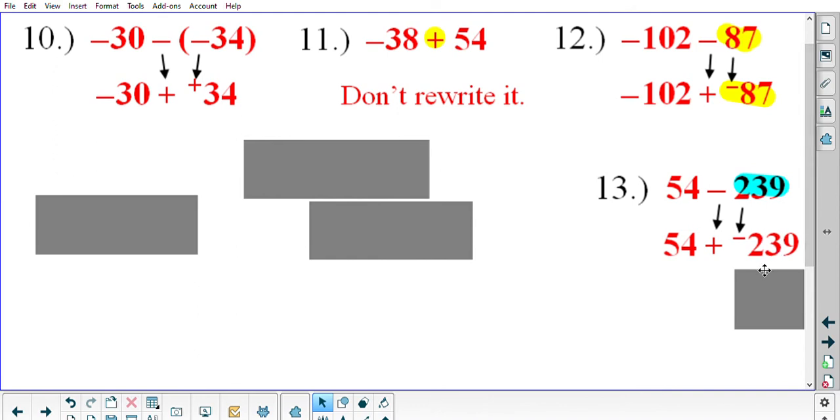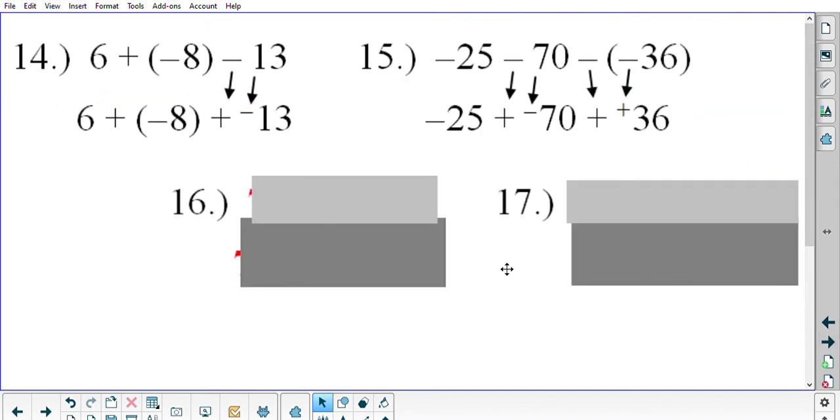I just like to do it so that way, hopefully, as you're watching the video, you can see crystal clear what exactly I changed from the original problem to where I write it as adding the opposite. Okay, we are almost done with this first page, but now I'm going to make it a little bit more interesting for you. I'm going to show you problems that have 3 numbers involved, and I did something tricky.